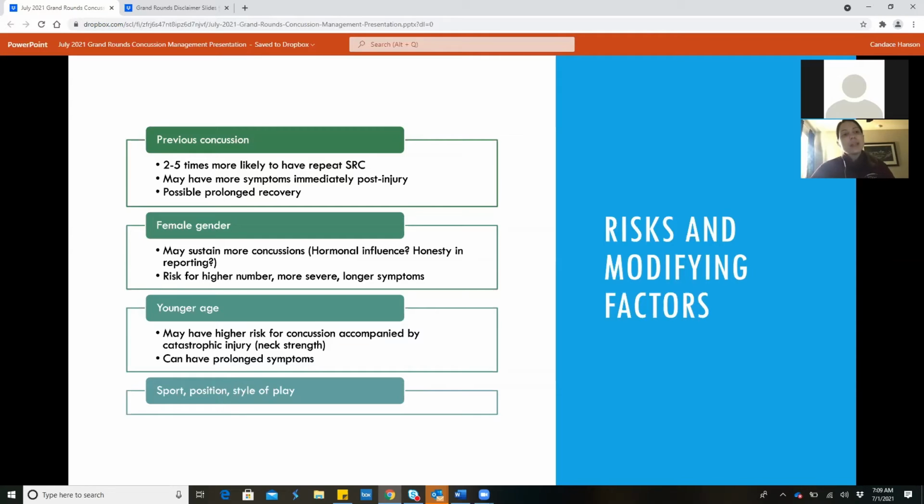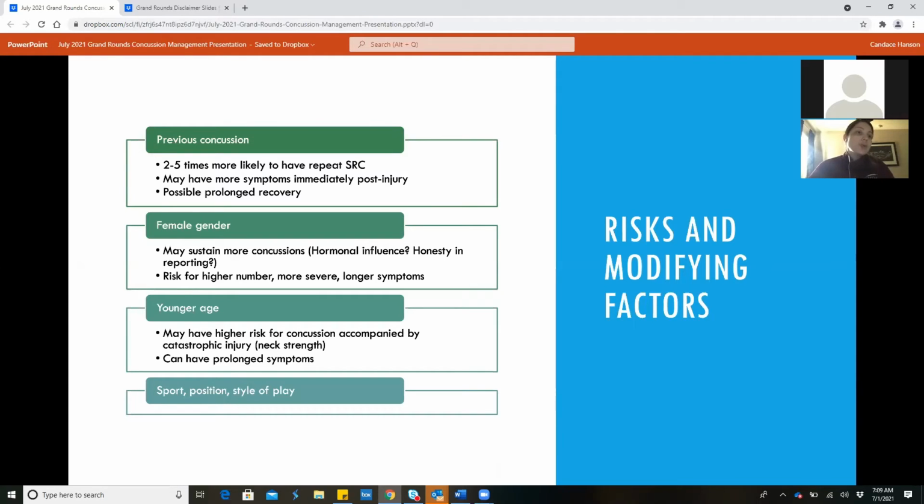We don't know exactly why this is. There's some question about hormonal influence. There's question about honesty in reporting. And there's also, and I don't like to talk about this too much because it kind of buys into the whole idea that women are more anxious and everything's about anxiety in women, but there's definitely some question about women just being more aware of what they usually feel like, knowing when things are different, and being more concerned about their health overall, and so therefore reporting more, and that's why they're diagnosed more. There's also a risk for a higher number, more severe, and longer symptoms in female gender.